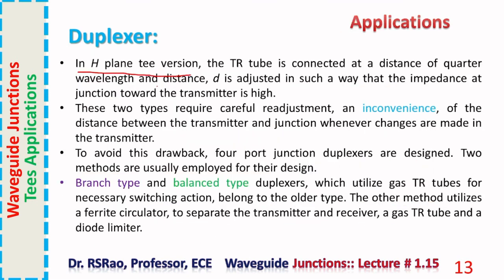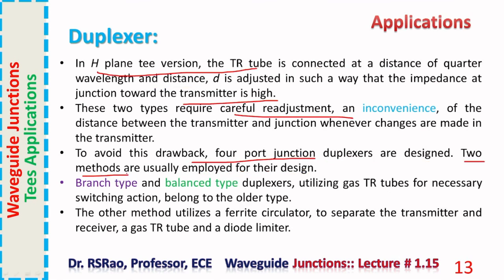In the H plane T version, the TR tube is connected at a distance of quarter wavelength and the distance D is adjusted in such a way that the impedance at the junction toward the transmitter is high. These two types require careful readjustment of the distance between transmitter and junction whenever changes are made in the transmitter. To avoid this drawback, 4-port junction duplexers are designed. Two methods are usually employed for this design: branch type and balanced type duplexers. These two are older types.